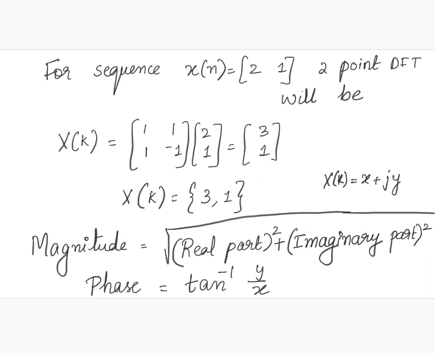So if you want to find out the magnitude, suppose you consider the general equation of the DFT, what you obtain is x plus jy, which is the real part and imaginary part. Magnitude plot can be found out by taking the square root of real part square plus imaginary part square, and phase can be found out by tan inverse of y by x.